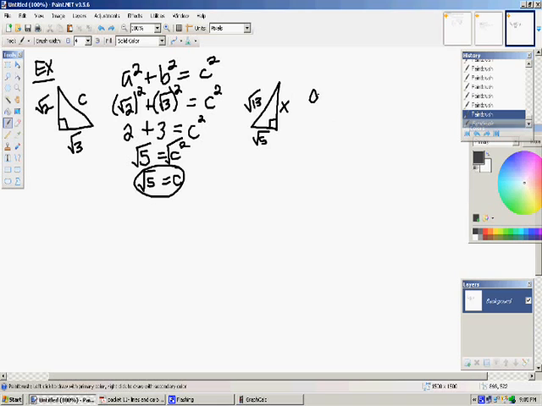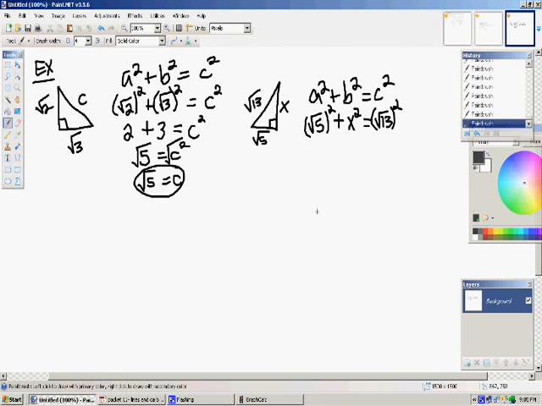Okay, so I'm going to write my formula again. a squared plus b squared equals c squared. And I'm going to plug in square root of 5 for a. I don't know what b is, but I see that it is represented by the variable x, so I'm going to make this x squared. And I know that the hypotenuse is square root of 13, so I'm going to plug in square root of 13 for c. And I have my equation.